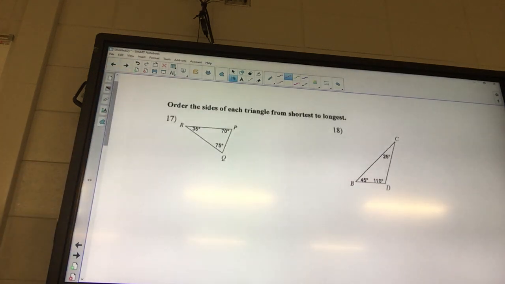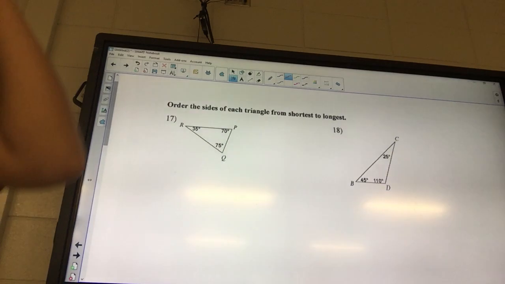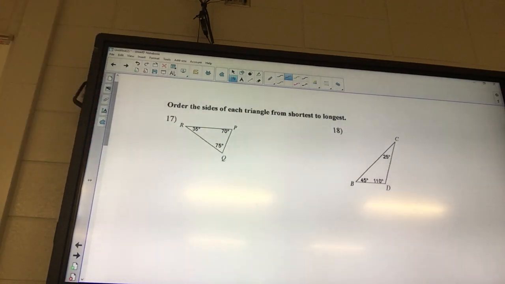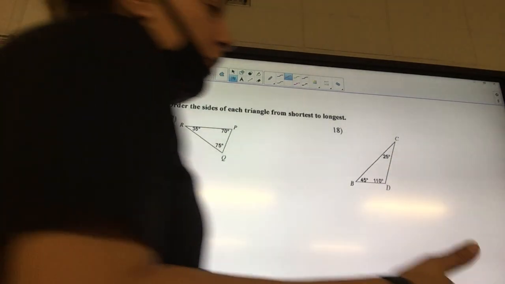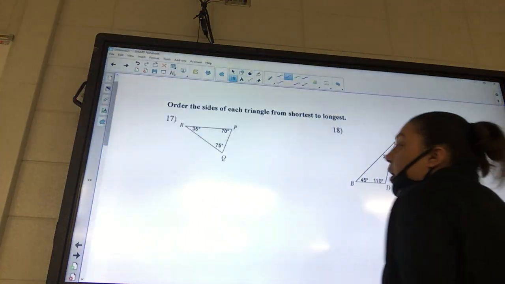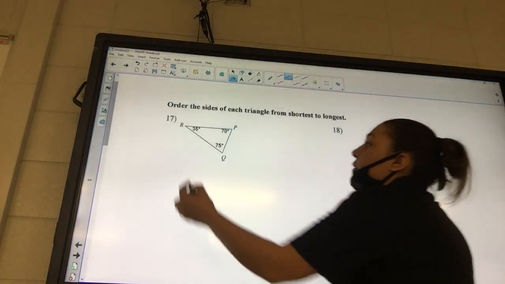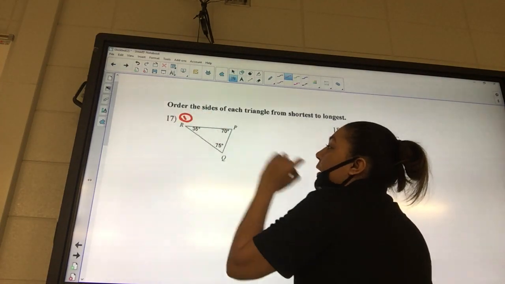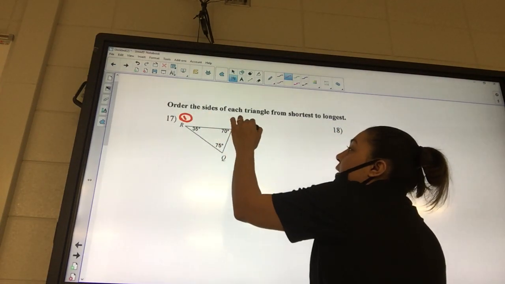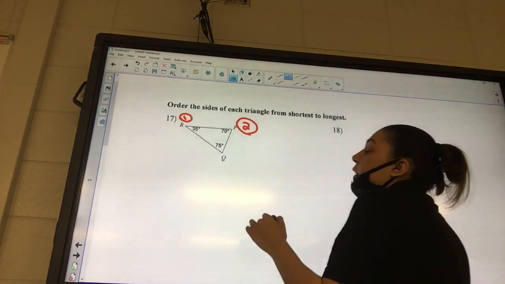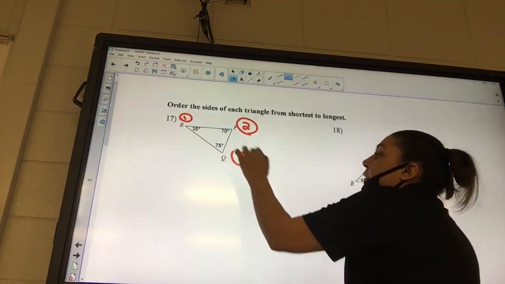Okay, these ones say order the sides from shortest to longest. The first thing I found that's easiest is to just label them. So what is the smallest one? Up here is going to be the 35. So we're going to label this 1. And the P is going to be 2 because it's 70. And Q is going to be 3 because it's 75.